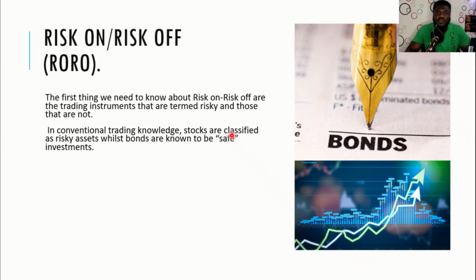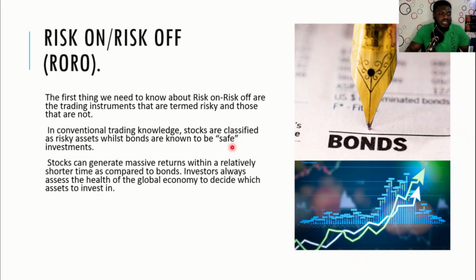The reason why stocks are risky is given in the next paragraph. Stocks can generate massive returns within a relatively shorter time as compared to bonds. Investors always assess the health of the global economy to decide which assets to invest in. So basically, stocks are volatile. That is why they are termed as risky.